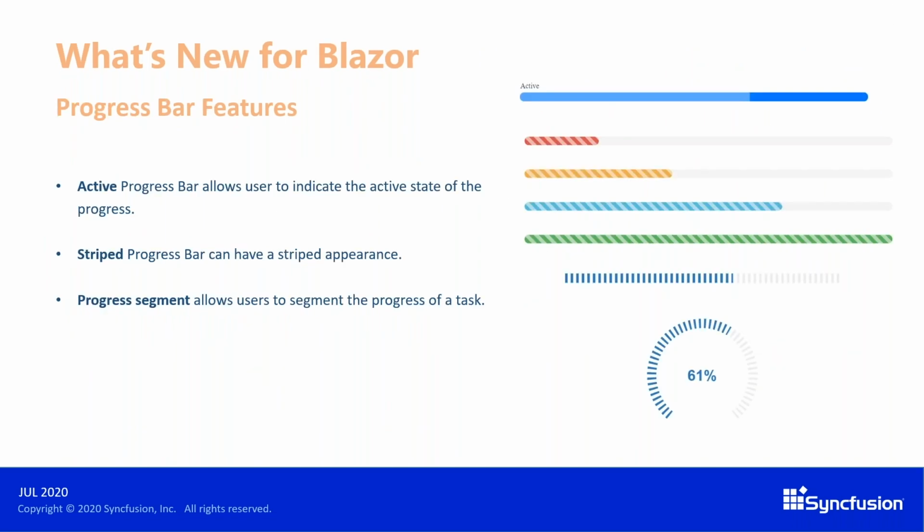Next, progress bar. We have provided some features like active progress bar, which allows you to indicate the active state of the progress when an action is performed. We also provided a striped progress bar for appearance customization. We have a progress segment that allows you to segment the progress of a task.